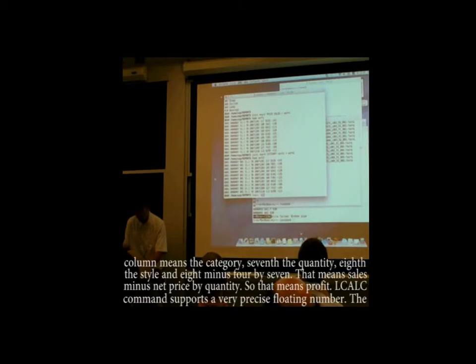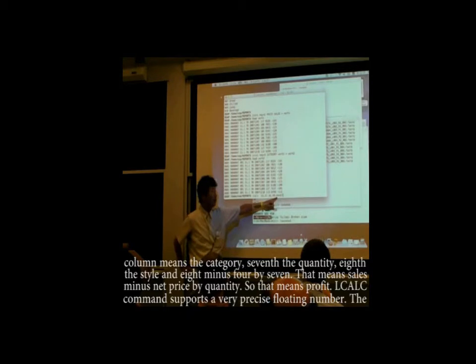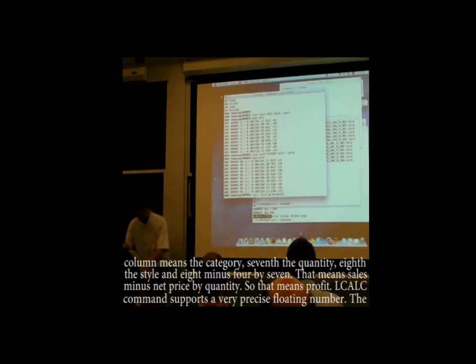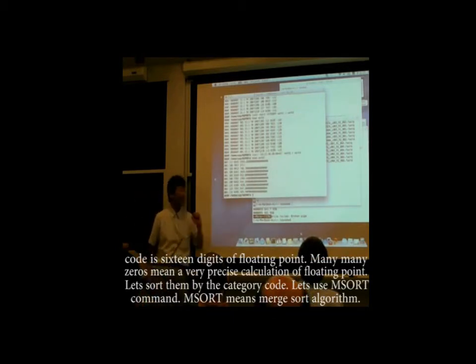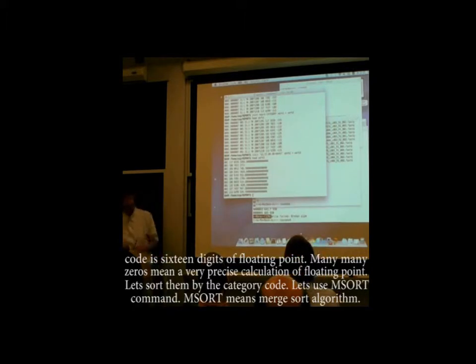Third column means category, and 7th the quantity, 8 data, and 8 minus 4 by 7. And that means sales minus net price by quantity. So that means somehow profit. Yeah, lcal command supports a very precise floating number. And the float is 16 lengths of floating point. Yeah, and many zero. It means the very precise calculation of floating point.